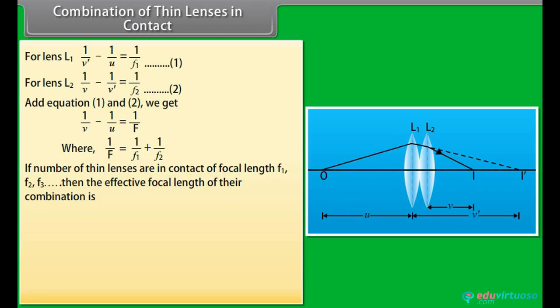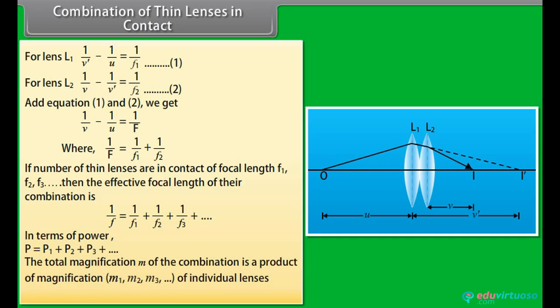If a number of thin lenses are in contact of focal length f1, f2, f3, then the effective focal length of their combination is 1/f is equal to 1/f1 plus 1/f2 plus 1/f3 and so on. In terms of power, P is equal to P1 plus P2 plus P3 and so on. The total magnification M of the combination is a product of magnification M1, M2, M3 and so on of individual lenses. M is equal to M1 M2 M3.